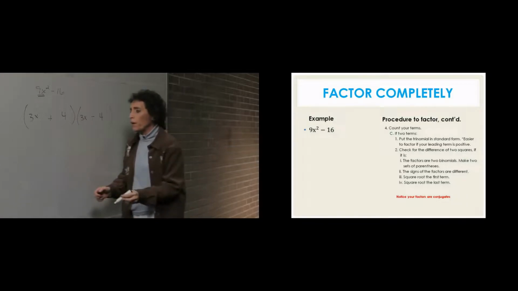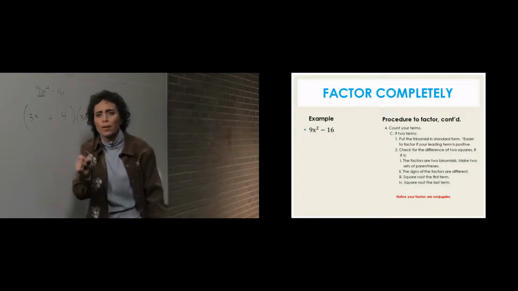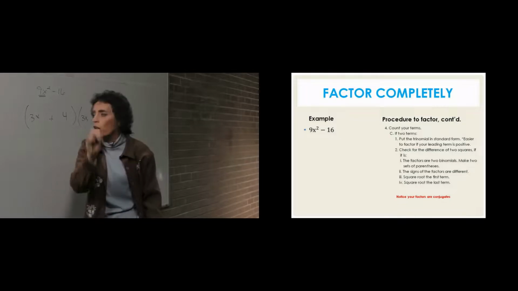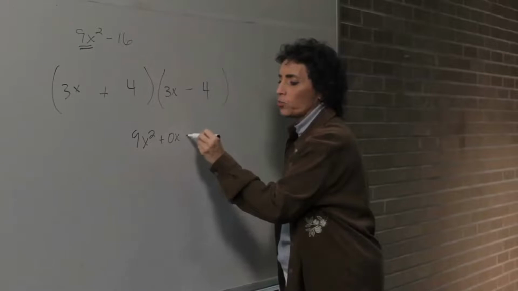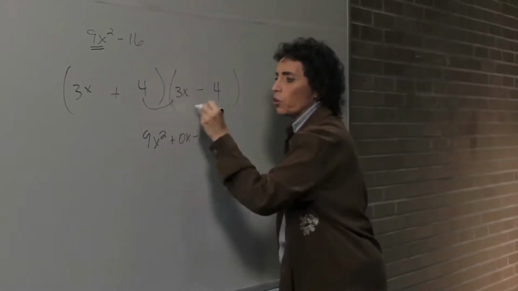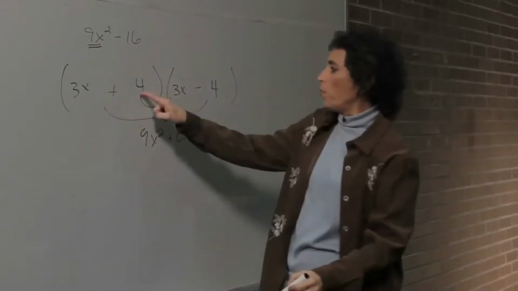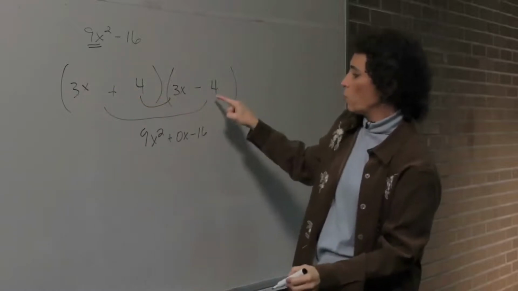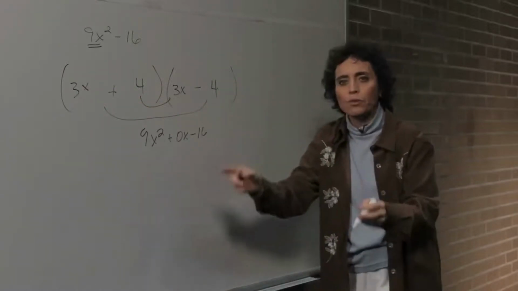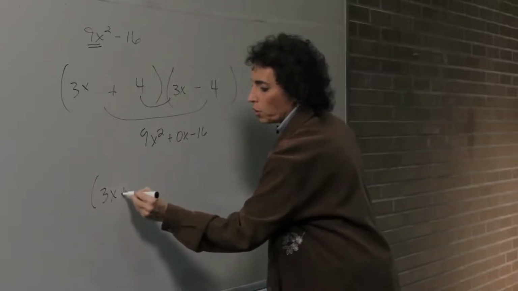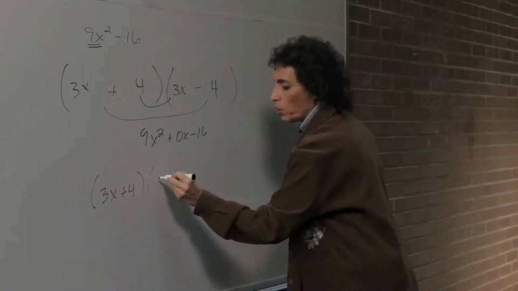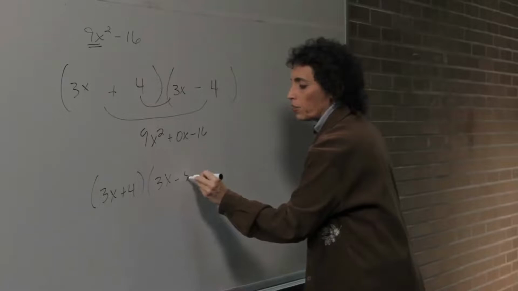You don't have to worry about your middle term, because what should your middle term be? Yes, it should be 0. Because this is the same thing as saying 9x squared plus 0x minus 16. Your middle term should drop out. Positive 12x, negative 12x drops out, because that's what happens when you multiply conjugates. So my final answer: the quantity 3x plus 4 times the quantity 3x minus 4.